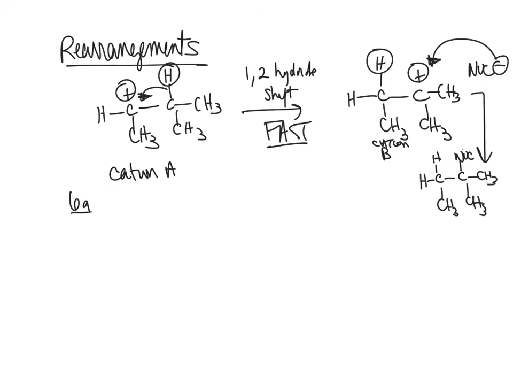So 6A, label the cations A and B as primary, secondary, tertiary. Which one's more stable? Okay, so you look at your carbocation carbon and you say, how many carbons is this bonded to? 1, 2. That's a secondary carbocation. So we look at this carbocation and we see how many carbons the carbocation carbon is bonded to, and we see that that's a tertiary. Which one's more stable? Tertiaries are more stable than secondary. So B would be more stable.